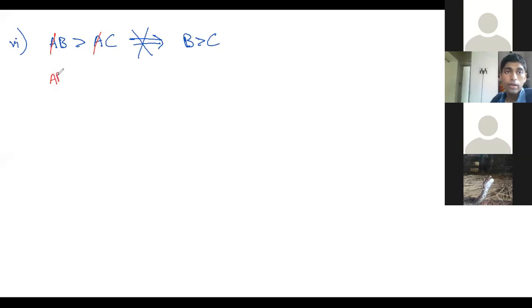See, AB greater than AC. Instead of just cancelling it out, what is cancelling things out? It is basically dividing. So can I say you're multiplying by 1 by A on both sides? That is when it gets cancelled. Do you understand? Cancelling it out is the same as multiplying by 1 by A on both sides. You guys understand that? Yes, sir.